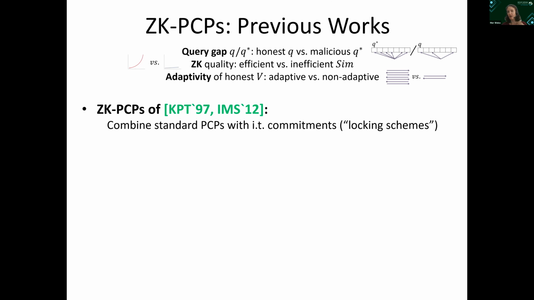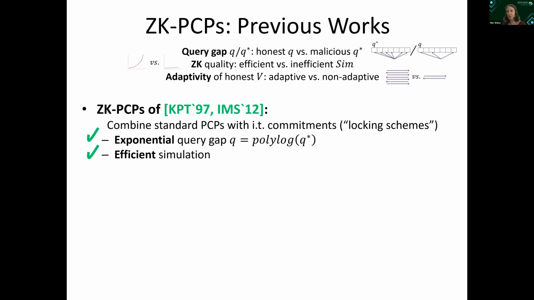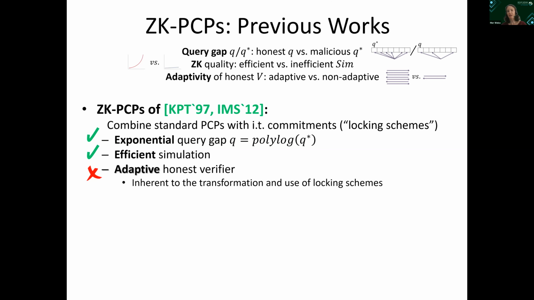And their construction is quite attractive. First of all, they get an exponential query gap, which is great. It means that the honest verifier only needs to make a polylogarithmic number of queries to the proof to get soundness. They also have an efficient zero-knowledge simulator. But unfortunately, they have an adaptive honest verifier, and this is inherent to their construction.